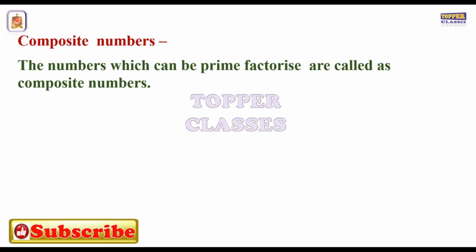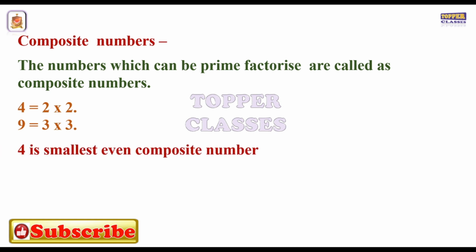Composite numbers. The numbers which can be prime factorized are called composite numbers. For example, 4. 4 can be prime factorized as 2 into 2. 9 can be prime factorized as 3 into 3. Now remember, 4 is the smallest even composite number. 9 is the smallest odd composite number.